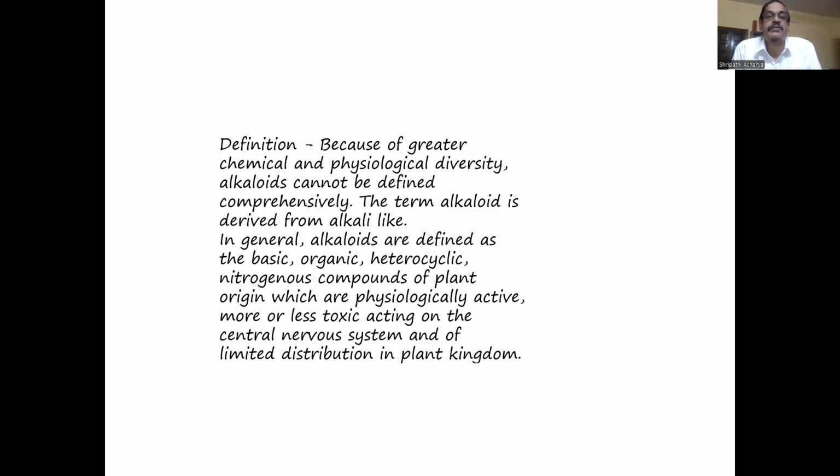Definition of alkaloid. Because of greater chemical and physiological diversity, alkaloids cannot be defined comprehensively. The term alkaloid is derived from alkali-like. In general, alkaloids are defined as the basic, organic, heterocyclic, nitrogenous compounds of plant origin, which are physiologically active, more or less toxic, acting on the central nervous system, and of limited distribution in plant kingdom.